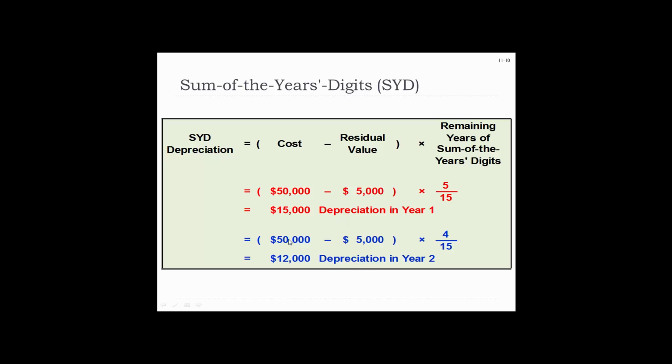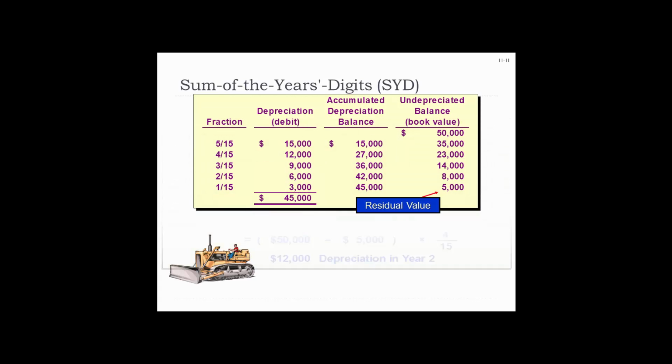In year 2, it's 50,000 minus the 5,000. That remains the same. But now it is 4 years remaining, and the sum of the digits is 15. So this is 4 divided by 15 times this number, which is 12,000 in year 2. And it will continue to go down.